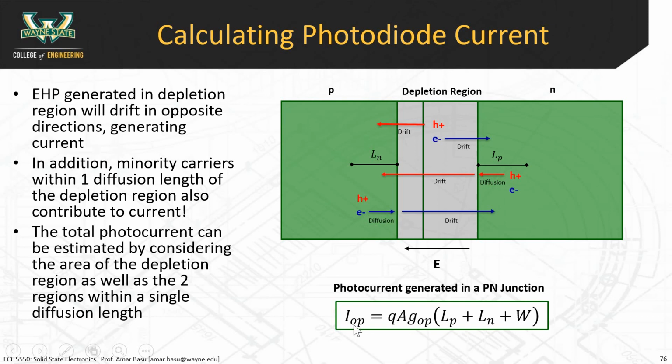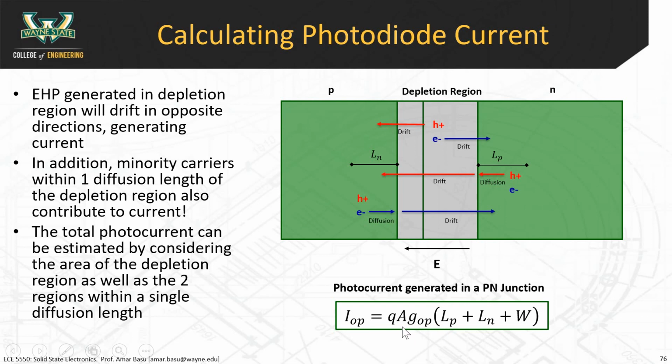The equation for the current in a photodiode is quite simple. I_OP, which stands for the optically generated current, is equal to q times A times G_OP, the optical carrier generation rate, times (L_P plus L_N plus W). So what's going on here? What we're looking at is the total volume near the depletion region. The volume of the depletion region itself is W, the width of the depletion region, times the area of the diode. Everyone agree with that?